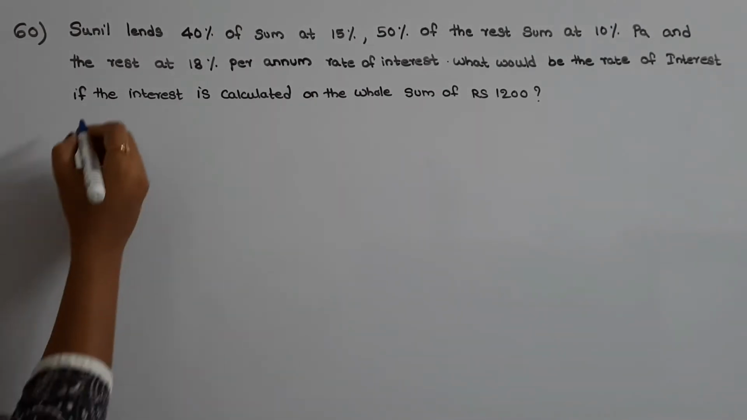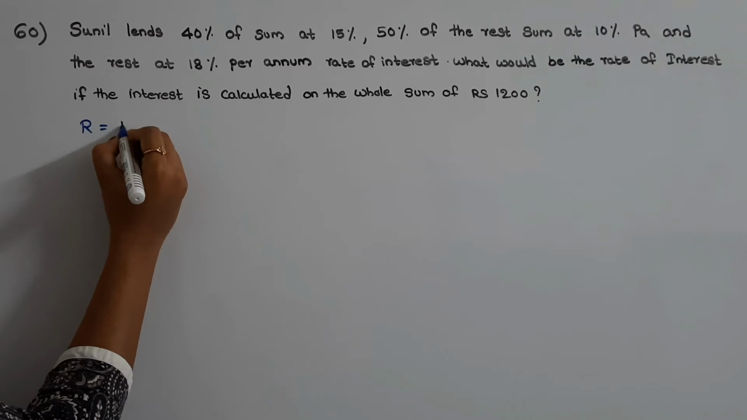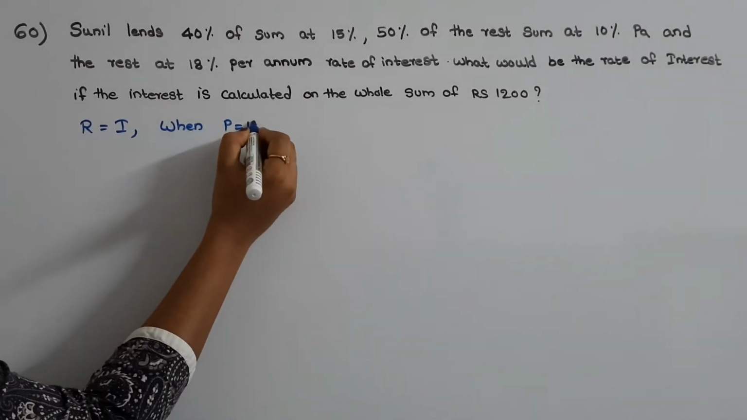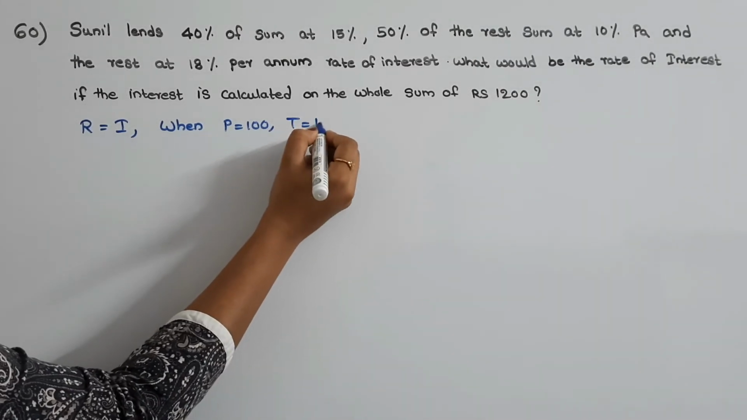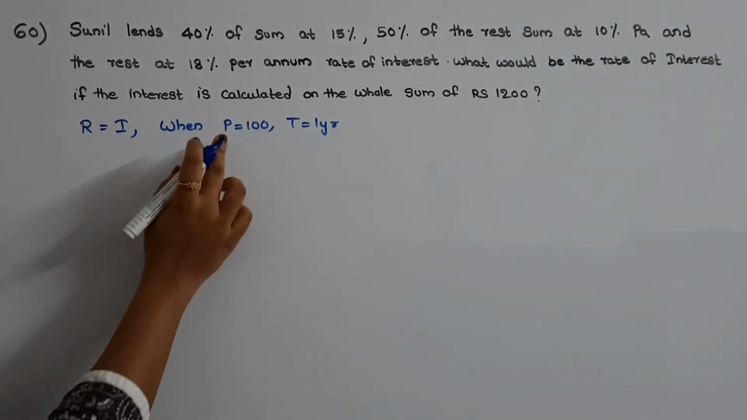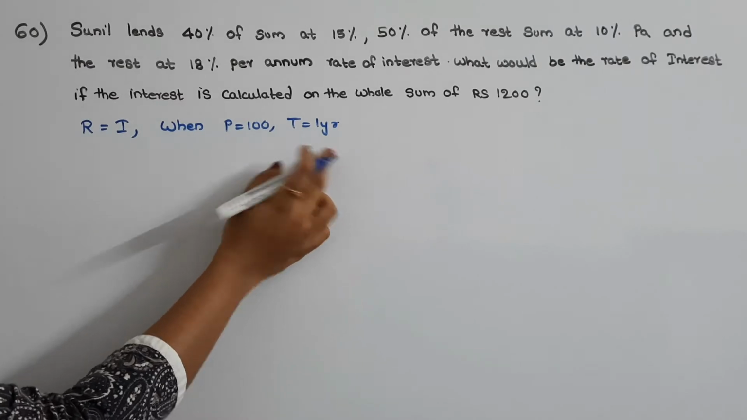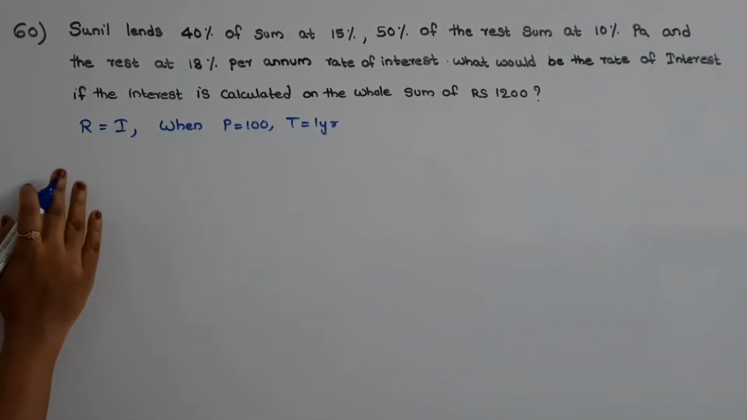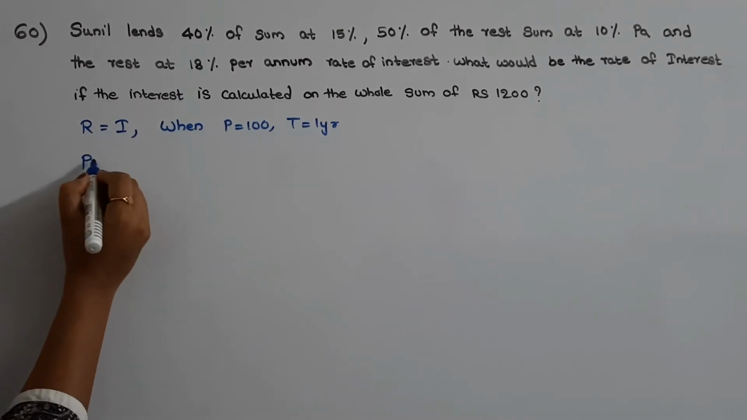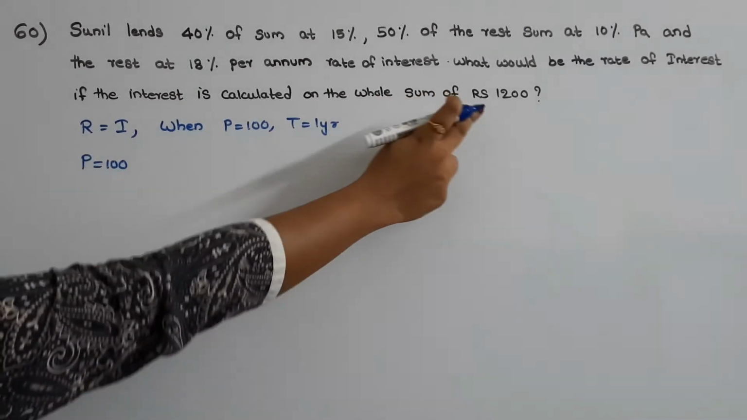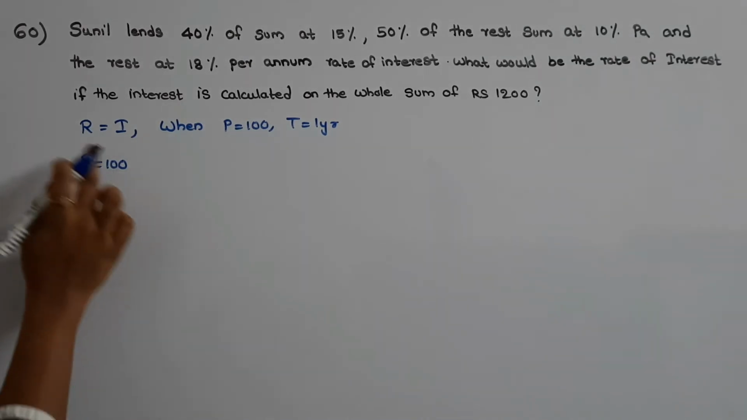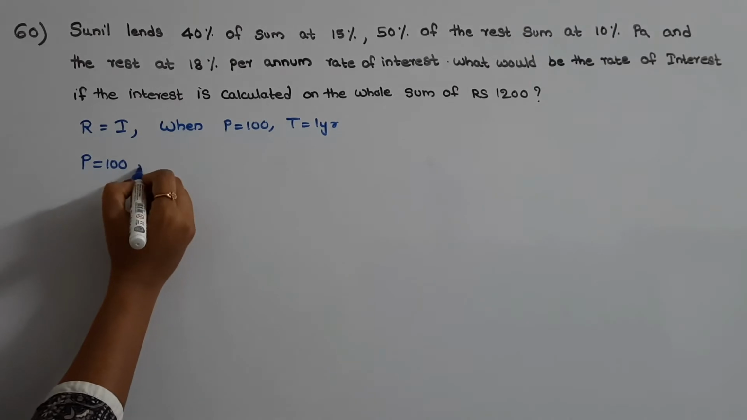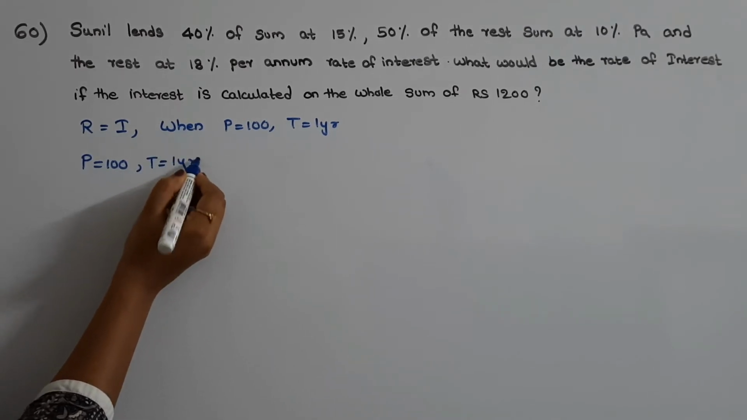So we know that rate of interest is equal to interest when principal is 100 and time period is 1 year. Okay. So when principal is 100 and time period is 1 year, whatever the interest value is, that will be equal to the rate of interest. So in this question, let us assume the principal as 100 instead of 1200. Okay, we need to find out the rate of interest. Hence we are assuming the principal as 100 and the time period is 1 year.